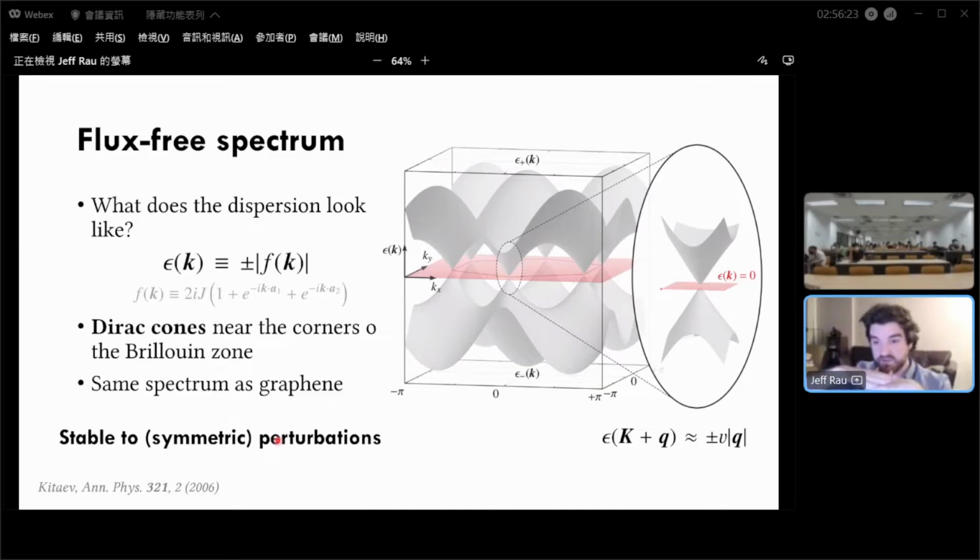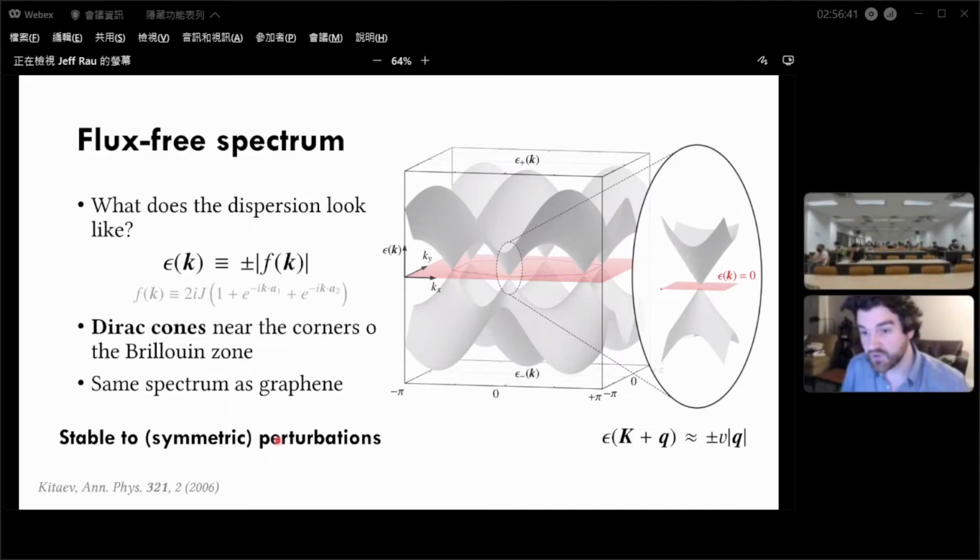And then these two things meet at zero energy, and where they meet, they touch at the corners of the Brillouin zone, and they touch at linear dispersive points, forming Dirac cones. Okay, so this is the same spectrum as graphene, the same Dirac cones as graphene. The only difference is these are Majorana fermions.